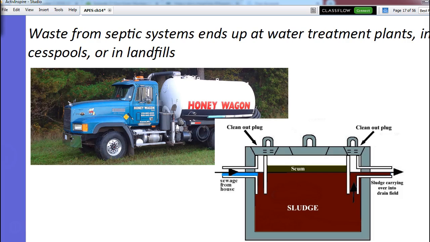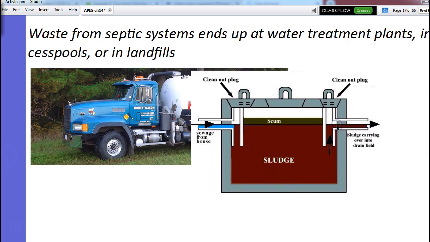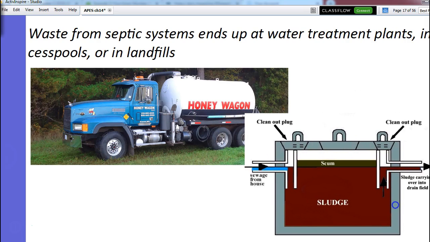So if you've ever seen one of these trucks, this is the truck that comes and pumps all of that out of your septic tank. Again, yeah, don't want that job. All of the sludge, the solid stuff, sinks to the bottom, right? And all of the liquid part is going to drain over into the soil, and then the soil is going to filter it.